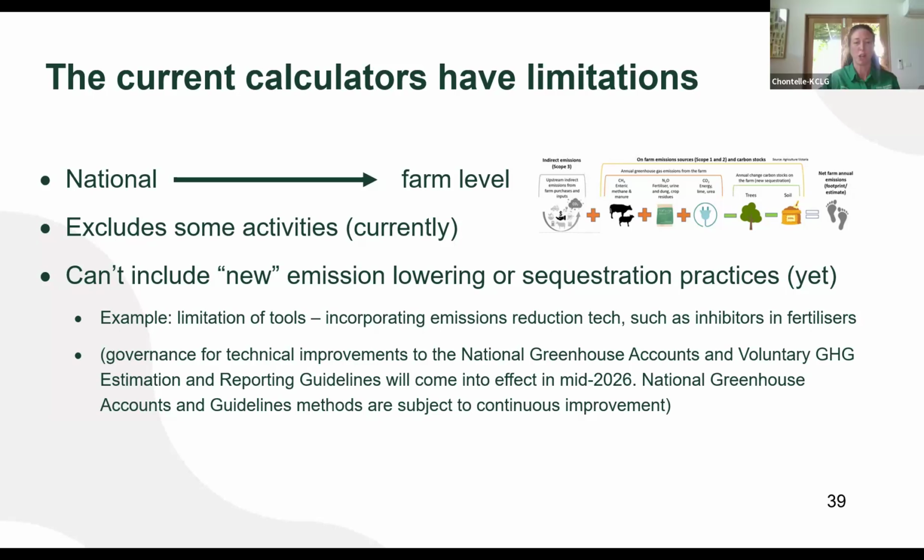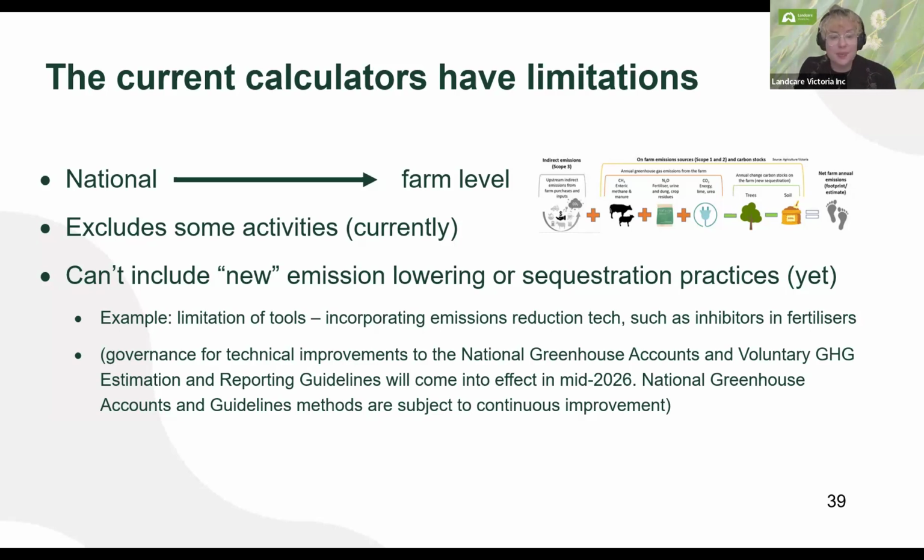And ACCU stands for Australian Carbon Credit Unit. Do you want to just explain what that credit is? Yes, thank you. Sorry, no, that's a good reminder, Chantel. So, an Australian carbon credit is 1 ton of CO2, or CO2 equivalent if you're reducing some of those other gases as well.